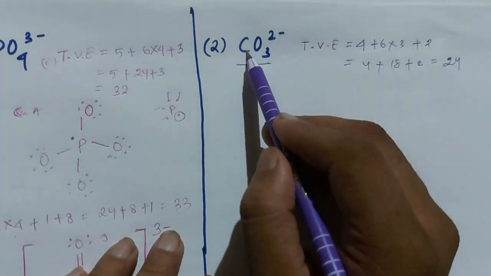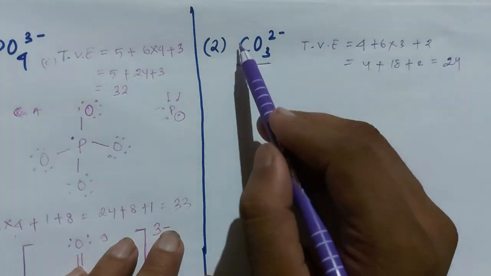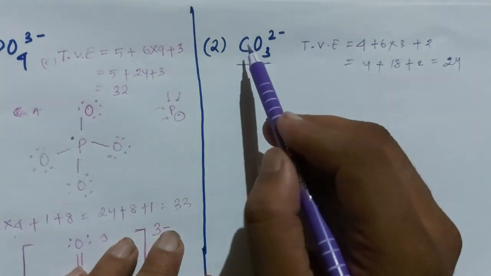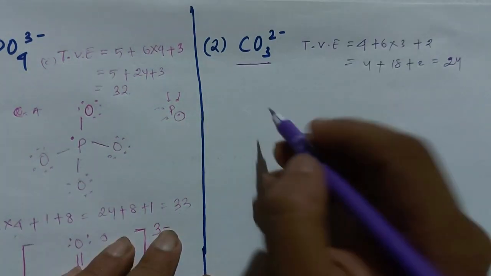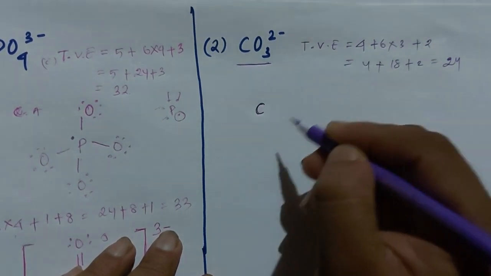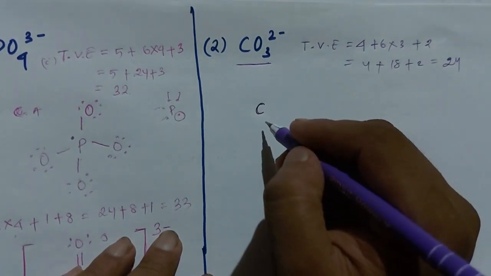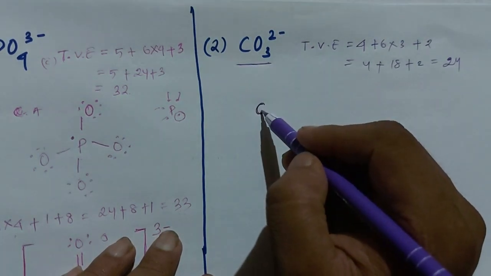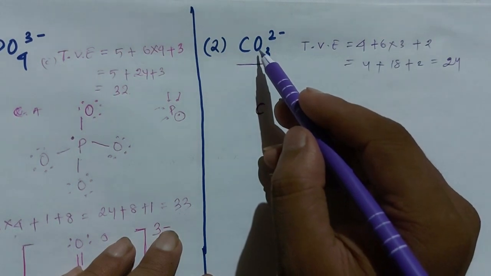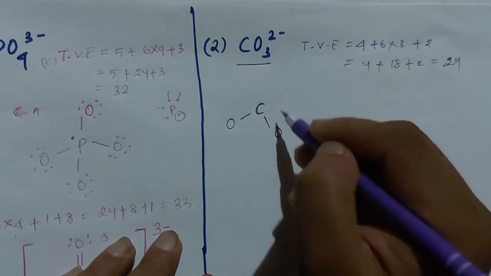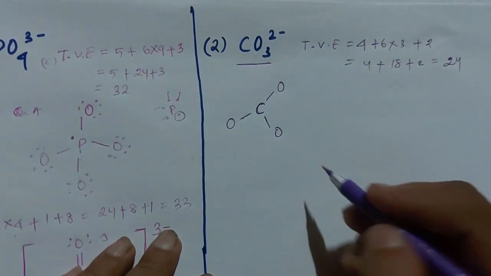The next step is to choose the central atom. Oxygen is more electronegative than carbon, so we will choose carbon as the central atom because it is the least electronegative and carbon has a larger size than oxygen. Next, we draw the single bond between the central atom, carbon, and the terminal atom, oxygen. Here 3 oxygens are there, so we will make 3 bonds with the oxygen.